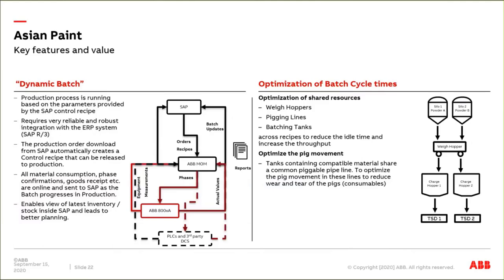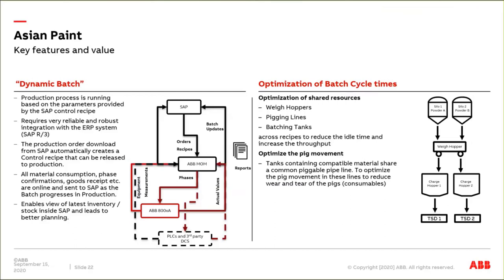One of the key features of this solution was the dynamic batch concept. Traditionally in a batch system, any slight modification in recipe means creating a new master recipe in the batch system. In this case, the production process is running based on parameters provided directly from SAP on the control system, and only one master recipe can handle all the products for the particular equipment. For instance, a twin shot dispenser, which is largely used in paint production. This, of course, requires a more reliable and robust integration with the ERP system, a continuous connection, but ABB can guarantee this thanks to a wide experience in vertical integration.